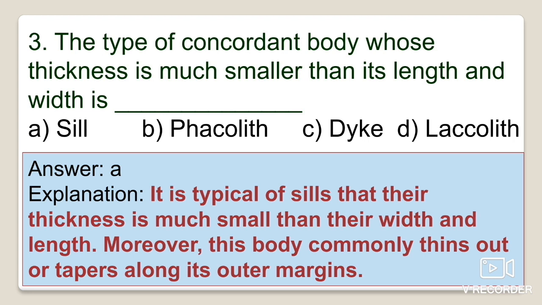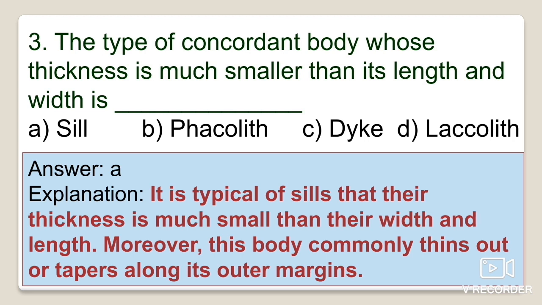It is typical of a sill that its thickness is much smaller than its width as well as its length, and moreover this body commonly thins out or tapers along its outer margin. In other terms, a sill can be defined as a sheet-like igneous rock body which generally runs parallel to the bedding planes of the pre-existing rock strata, and it may be horizontal, inclined or vertical depending upon the attitude of the strata in which it is intruded.